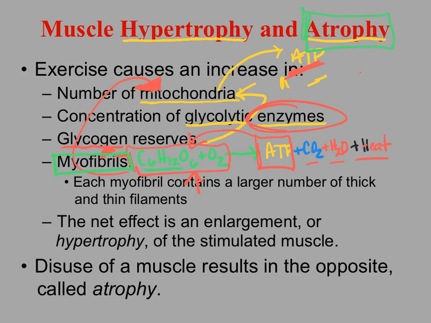Your muscles go, wait a second, it's costing me a lot of time and energy to maintain the mitochondria, to keep these glycolytic enzymes inside these cells, and to maintain these glycogen reserves, and to maintain these myofibrils. If I'm not going to use the muscle, why keep all of these things? I can use this energy and these components elsewhere. So those things that would normally be accumulating or maintained in a muscle that's large start to disappear. And this is what we call atrophy. And as a result, we see muscles get smaller.